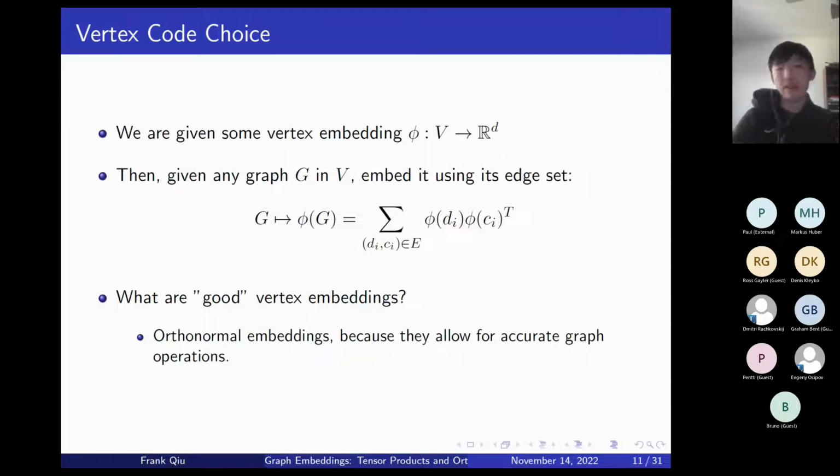Up to this point, we just assumed we're using some vertex embedding, and we embed the graph using the tensor product of the vertex embeddings. So now the question arises, what are good vertex embeddings? Specifically, what is a good choice of vertex code that allows these graph embeddings to be as expressive as possible? It turns out that the natural answer is orthonormal embeddings, because they allow for accurate graph operations.